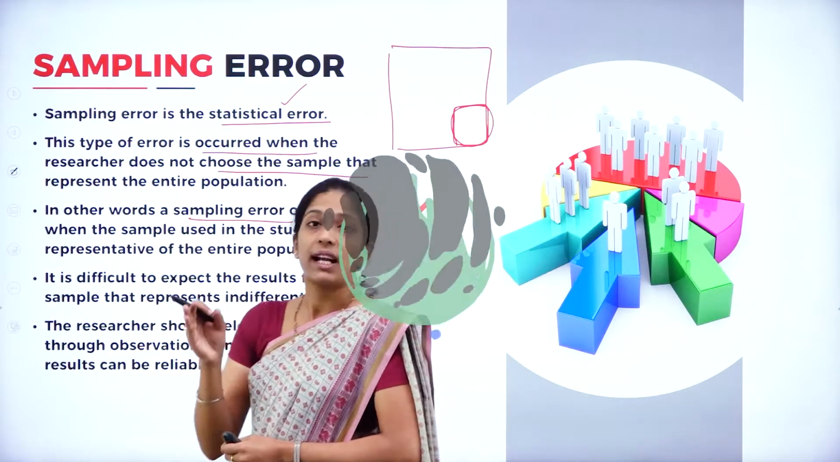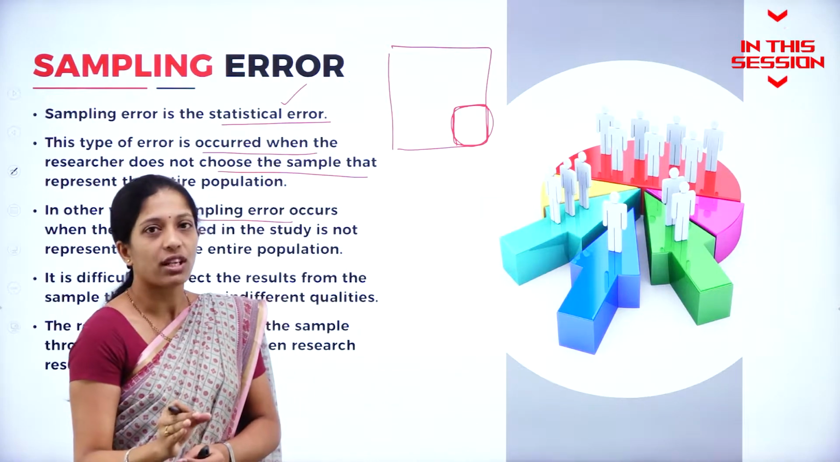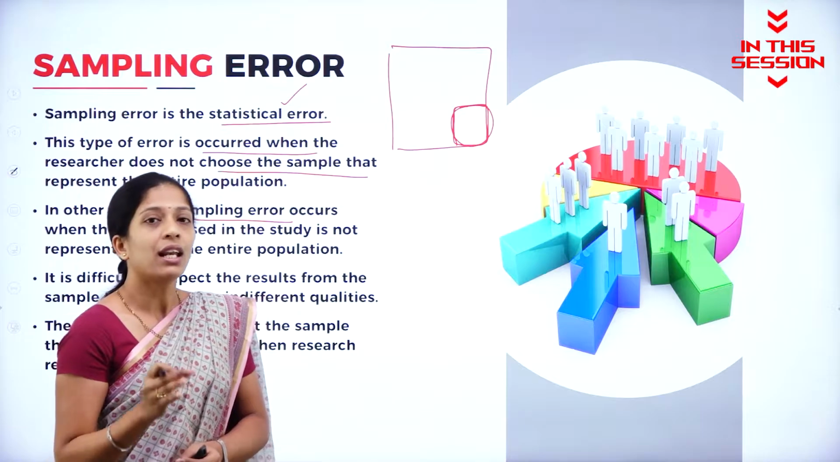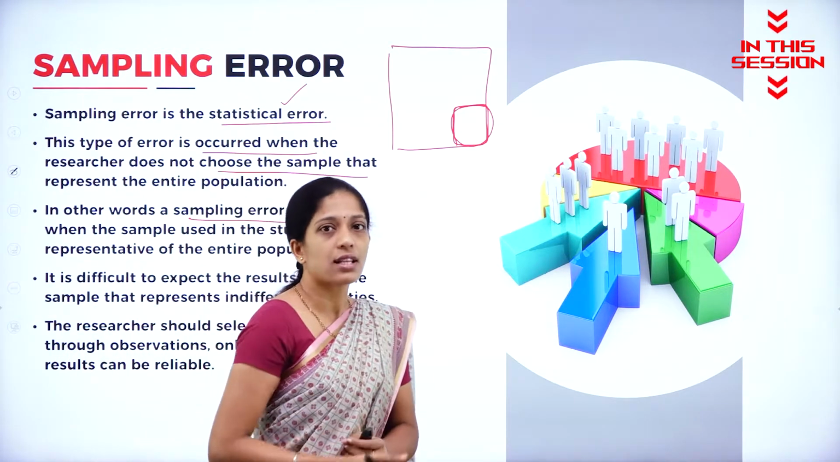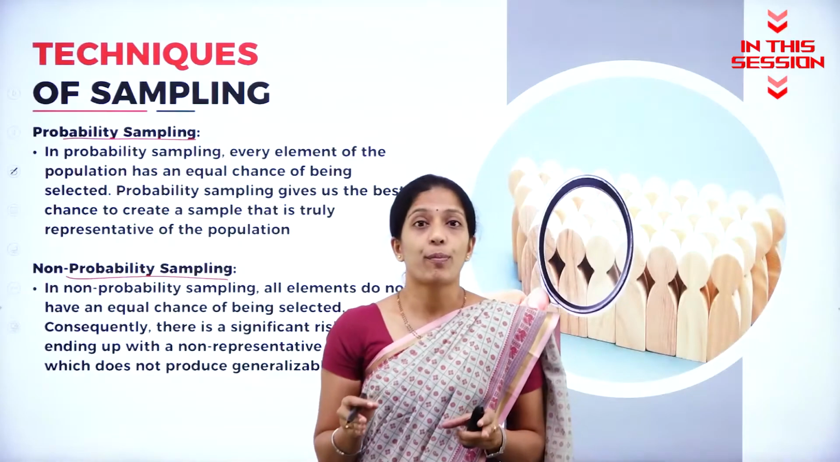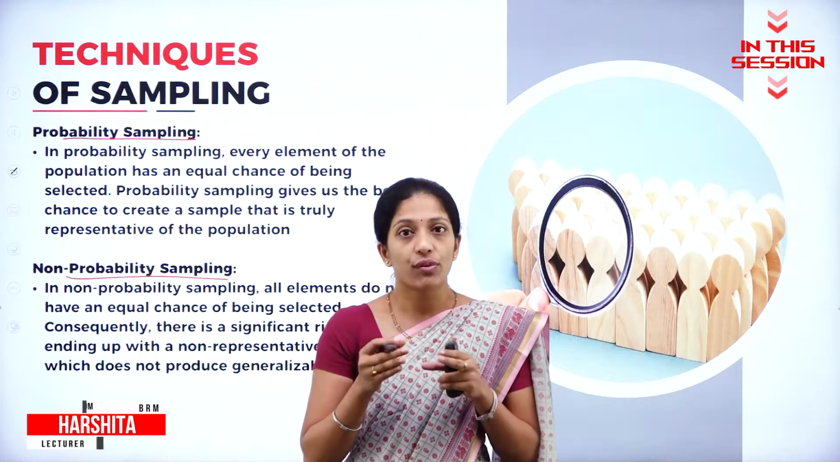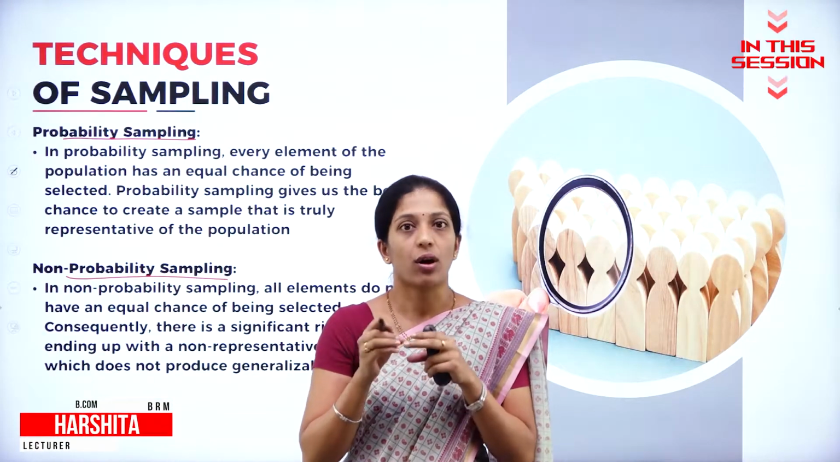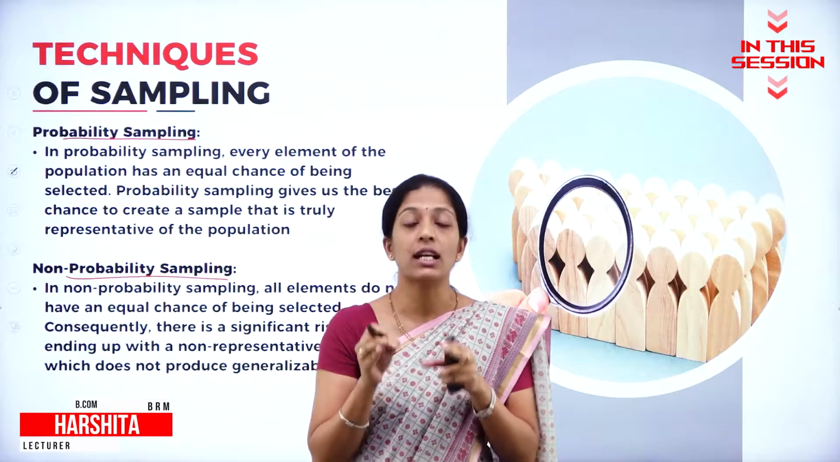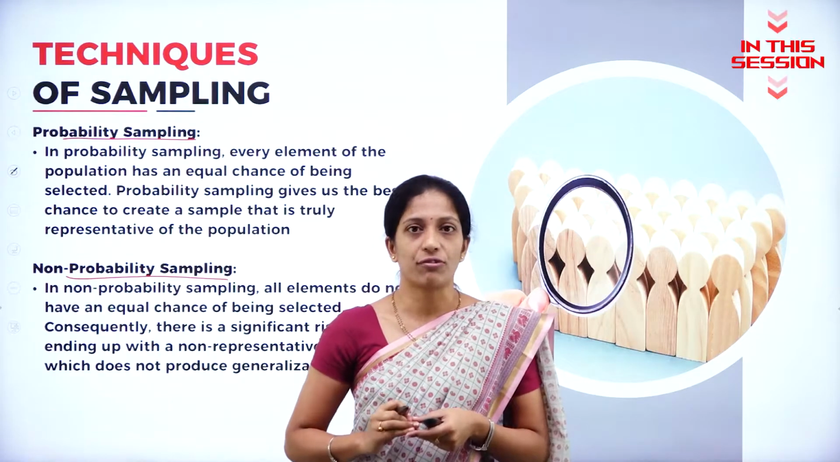The researcher has made a mistake in any one of the steps in the sampling, where the sample could not represent the whole population. Under probability sampling, the researcher will involve all the individuals of the population in the collection of information.